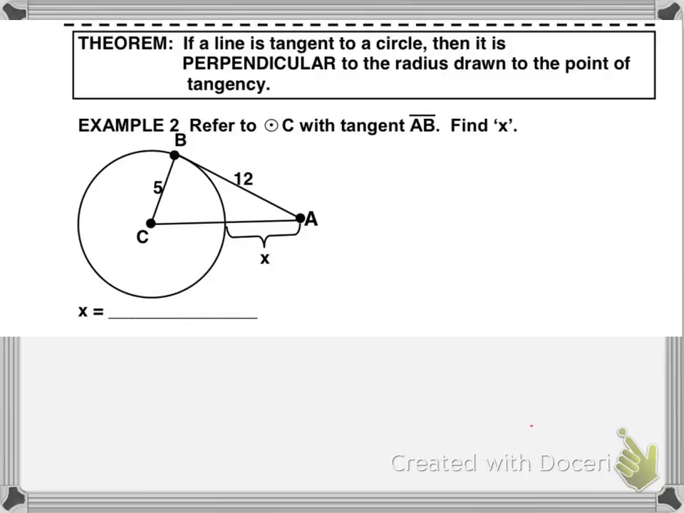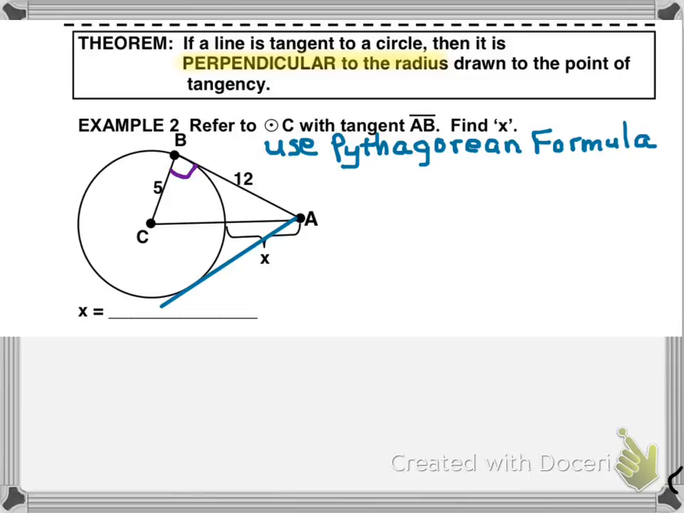We're told that AB is tangent to the circle. The point of tangency is B, and we're asked to find X. Now notice that AB has a length of 12. The radius has a length of 5. And we will use the Pythagorean theorem to solve this problem, since we're asked to solve for X.